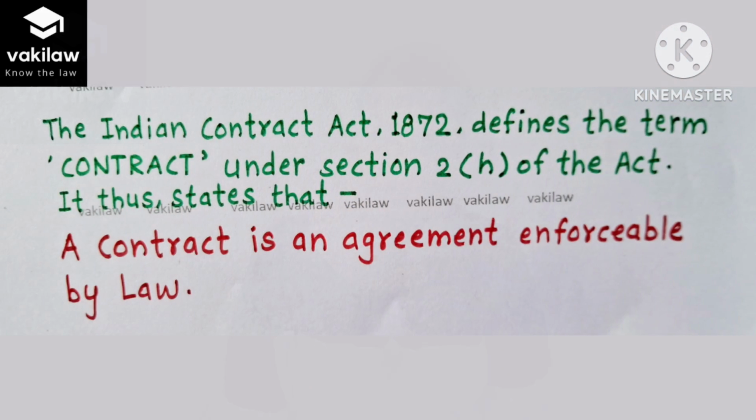So basically, the Indian Contract Act of 1872 defines the term contract under section 2(h) of the Act. It thus states that a contract is an agreement that is enforceable by law. So the key words of this definition are that a contract is an agreement, and such agreement is enforceable by law. If you want to draw a mathematical formula for this definition, you can say that agreement plus enforceability by law is equal to a contract.